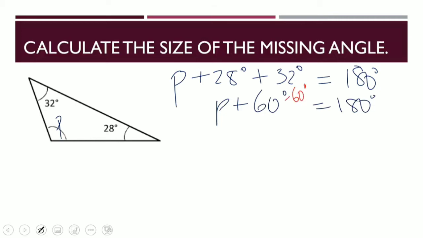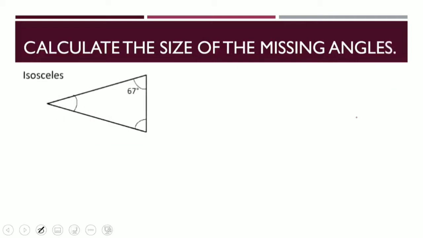Subtracting 60 from both sides, we now have P equal to 120 degrees. So pretty simple. If you are finding it pretty simple, you can go ahead and let me know in the comments. All right, so this is one way of using equations to help you to find these missing angles.